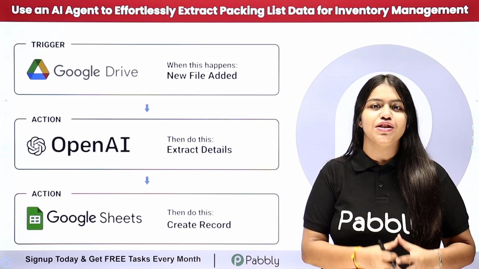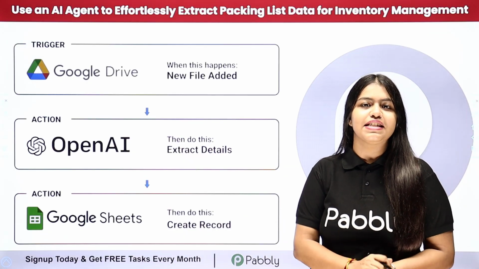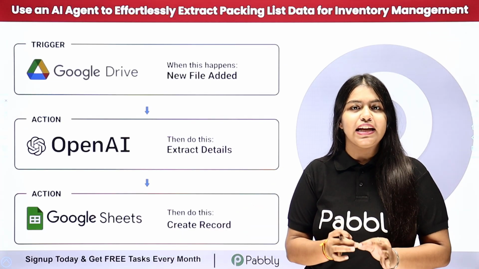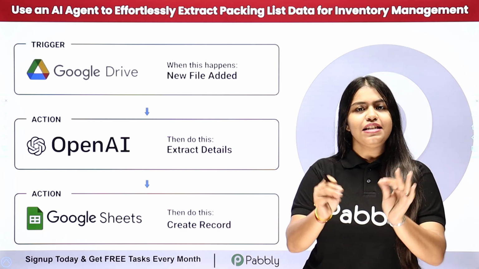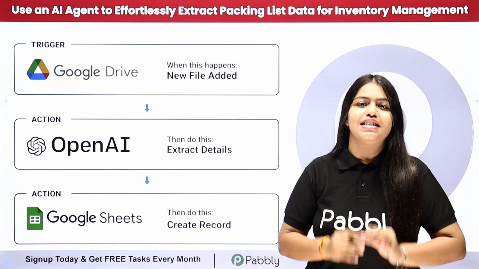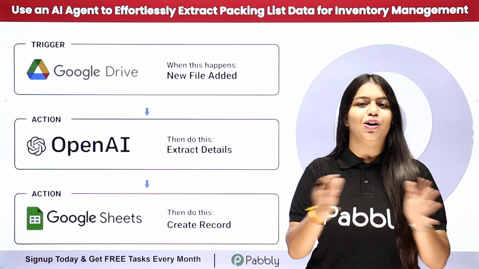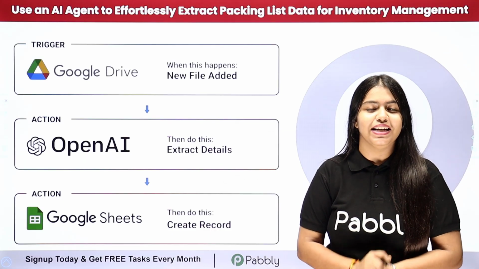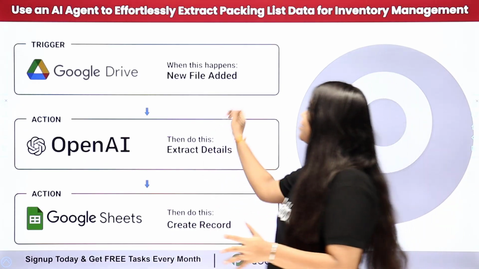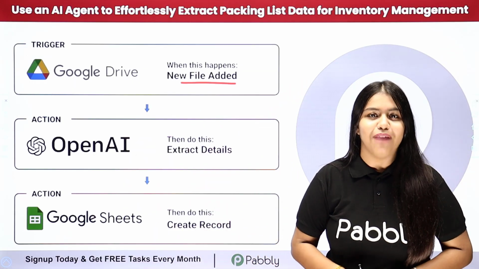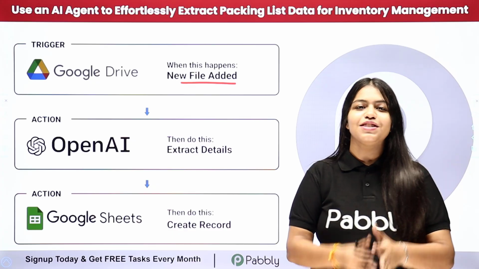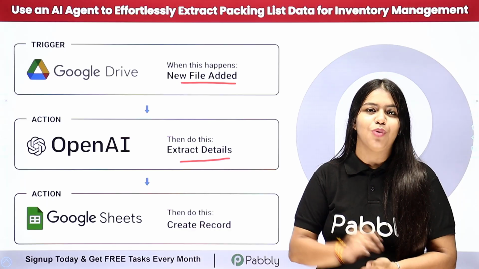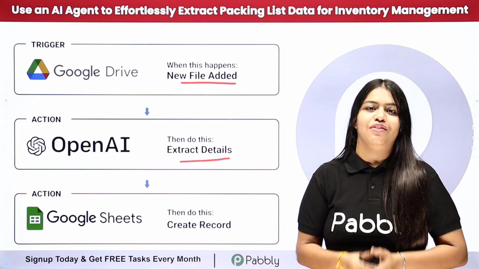So over here I'm an operations manager of a company and we regularly receive the packing list, and what we used to do is extract the details from that packing list manually and enter it in Google Sheets. But this is such a time-consuming process, right? So to solve this problem, I've simply created this amazing automation where, as soon as I add my packing list into my Google Drive account, my AI agent, which is OpenAI, is going to extract the details from that packing list. And further, we can add those details into our Google Sheets, that too without any manual effort.